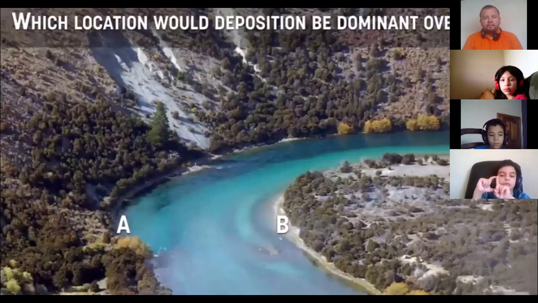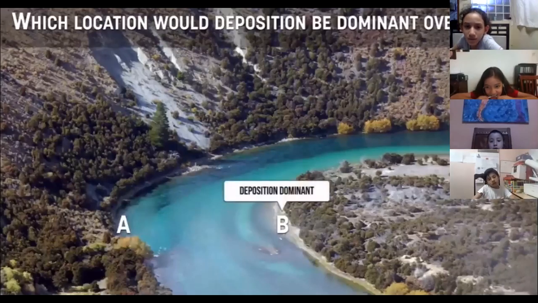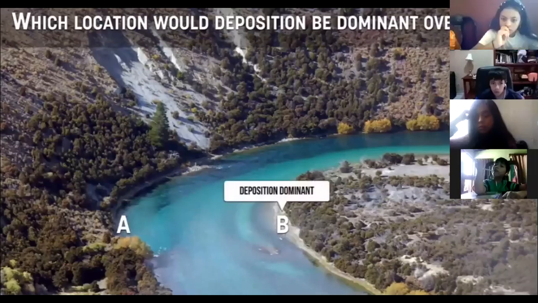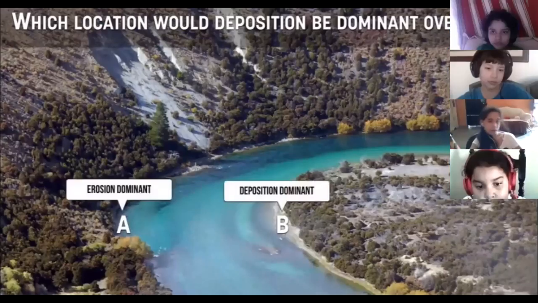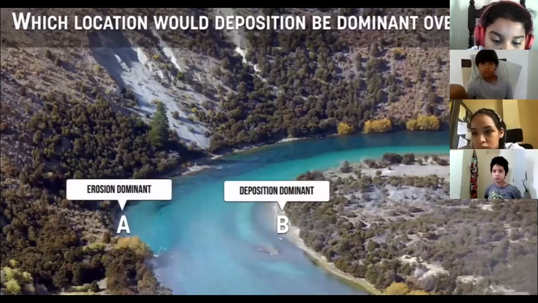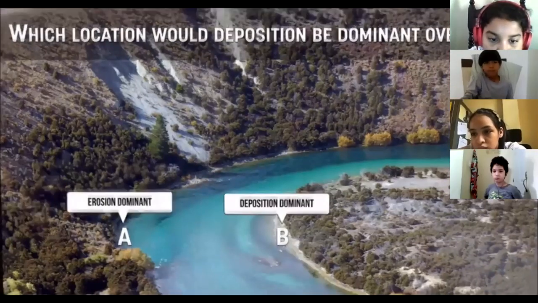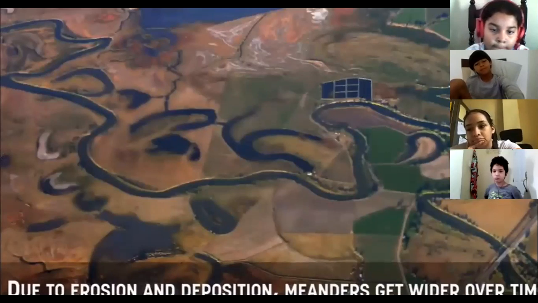Try this one. Which of the two locations would now deposition be more dominant over erosion? If you chose B, that's correct. Deposition is dominant because it's on the inside of the curve. Where A is, that's on the outside, and that's where erosion is dominant, because we have faster moving water on the outside of curves.